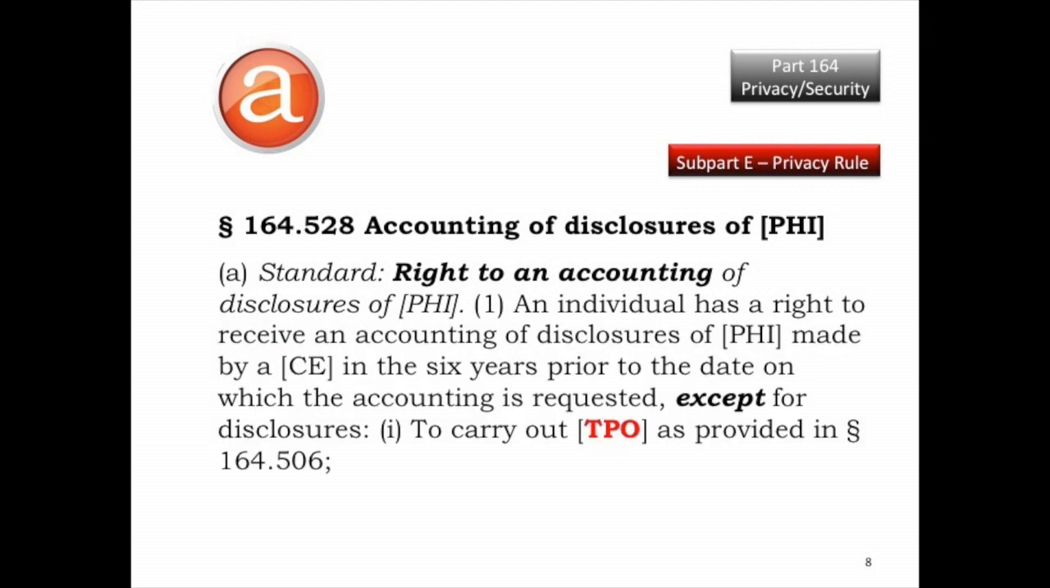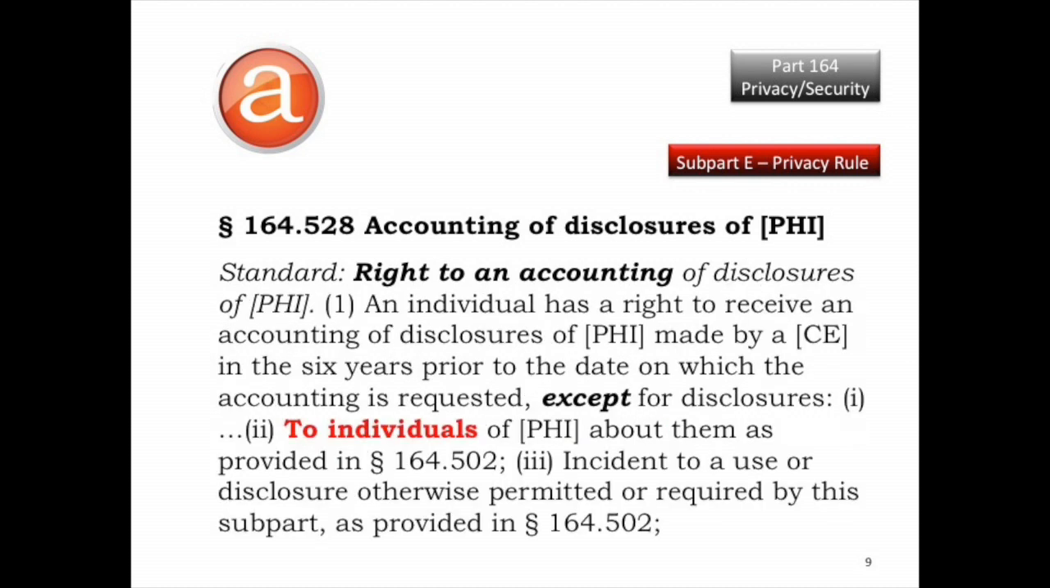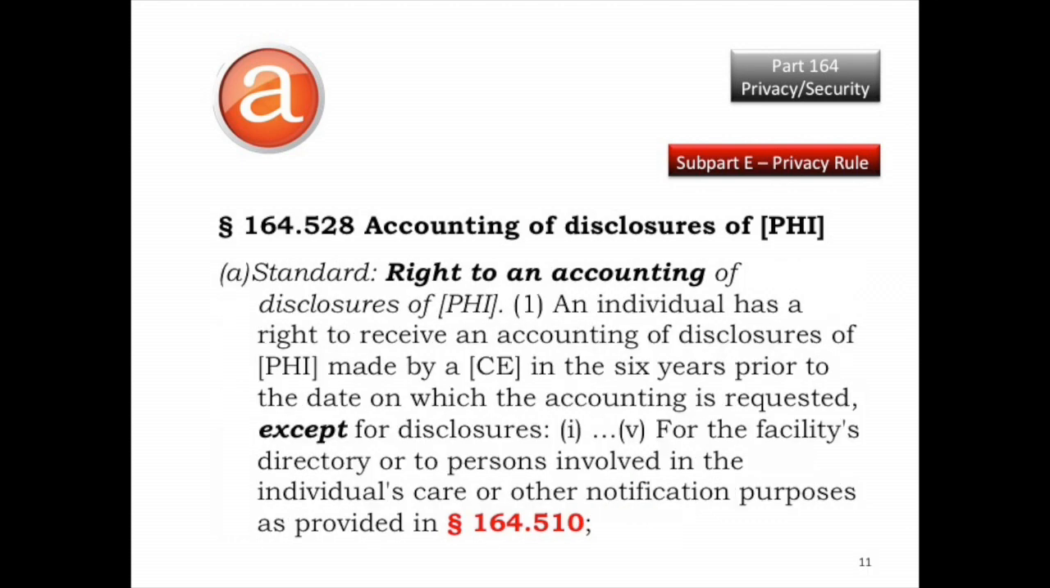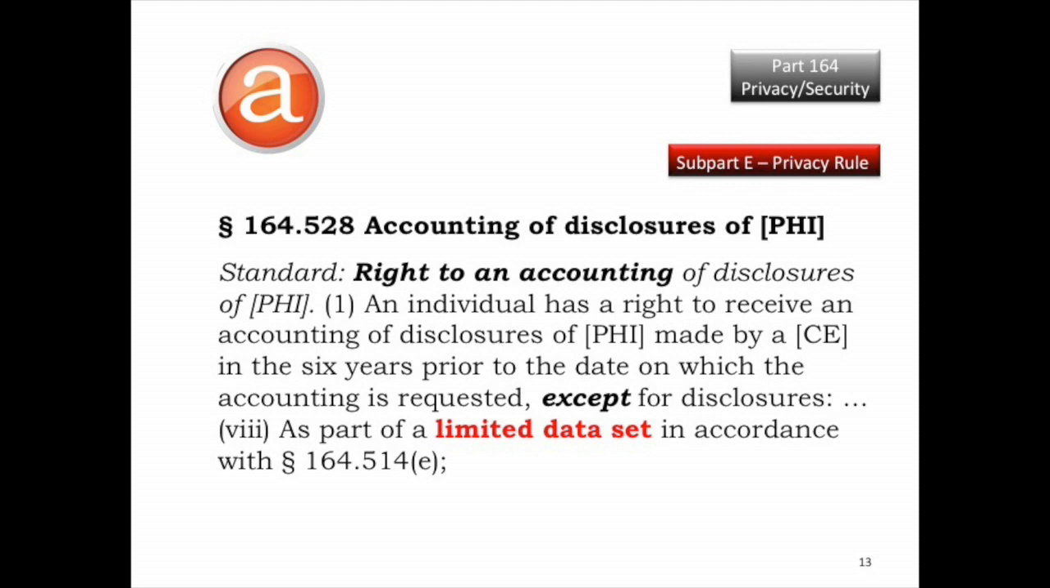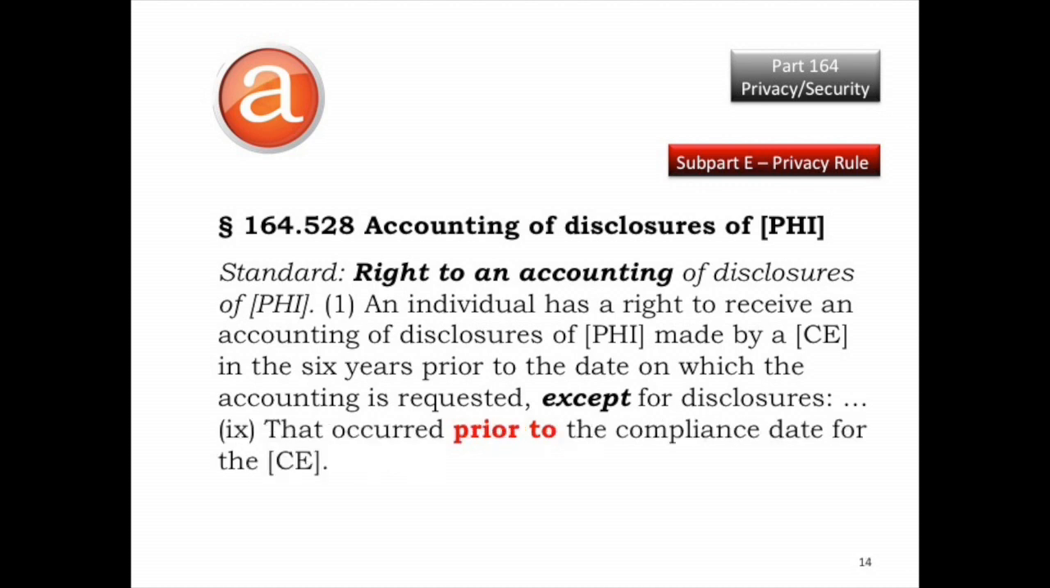The first is TPO, treatment, payment, and healthcare operations. Disclosures to the patient are not included. Authorized disclosures are not included. Permitted disclosures are not included. Certain public purpose disclosures are not included. Limited data sets are not included. Disclosures more than 6 years ago are not included.